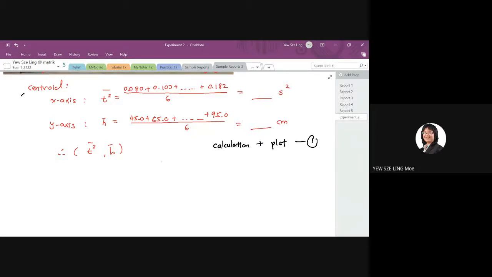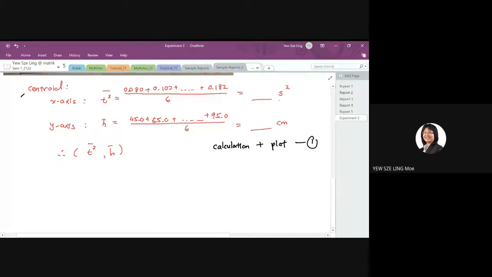Madam, yang kat dalam bentuk koordinat tu perlu letak unit ke? Koordinat itu tak payah letak unit tak apa. Okay, tapi dalam pengiraan anda wajib ada unit. Yang ini kena ada, yang ini kena ada.